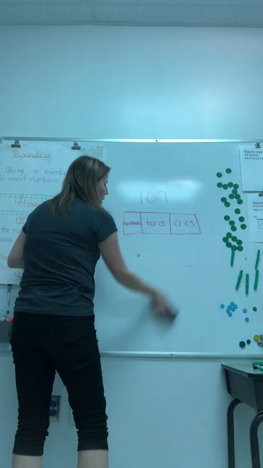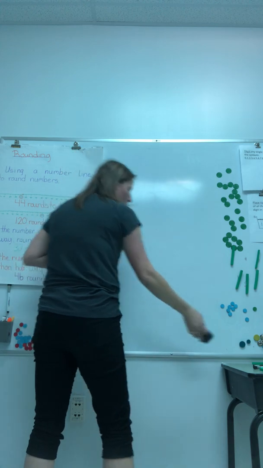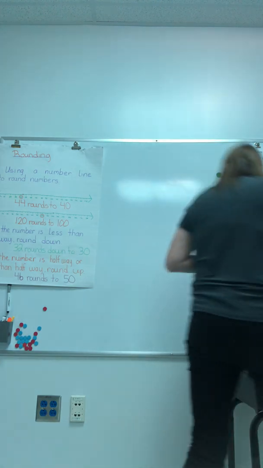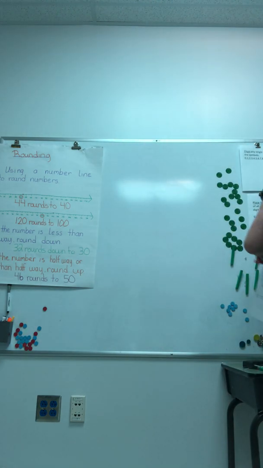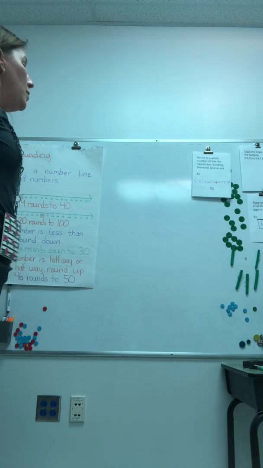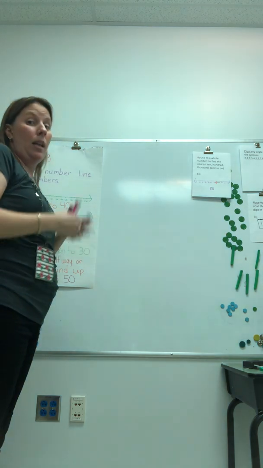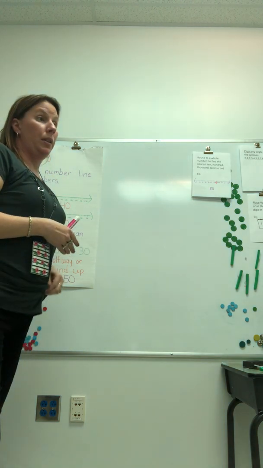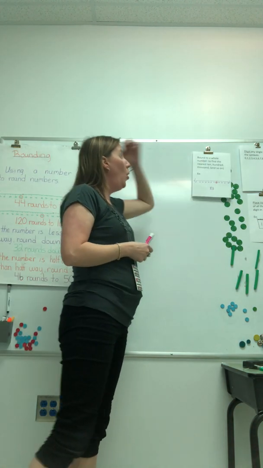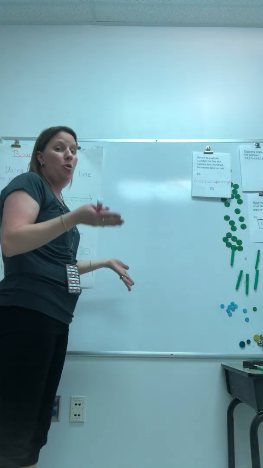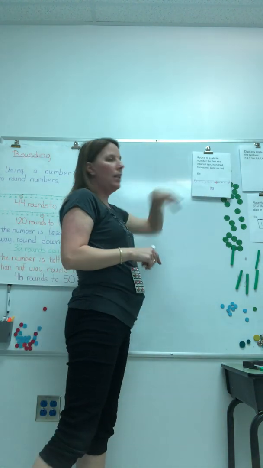So for today's lesson, we are going to add a new vocabulary word to our list. We are going to round. So our new vocabulary is round to a whole number. And our learning goal or our objective today is to use a number line to round numbers to the nearest 10 or 100. So rounding to a whole number just means to find the nearest 10, 100, or 1,000, and so on. But today we're just going to do the tens and hundreds.